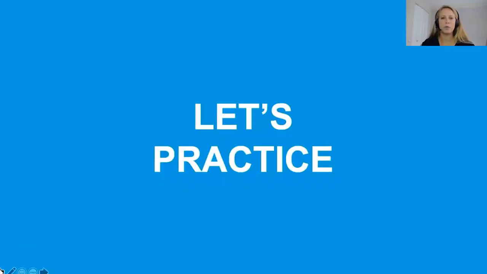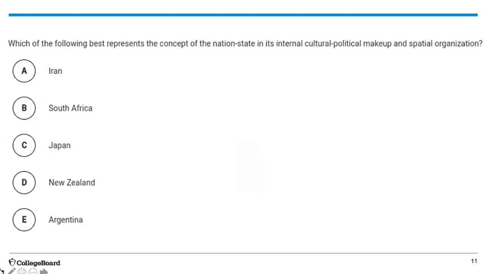Let's practice this real quick with a multiple choice question. So this question says, which of the following best represents the concept of the nation state in its internal cultural, political makeup and spatial organization?